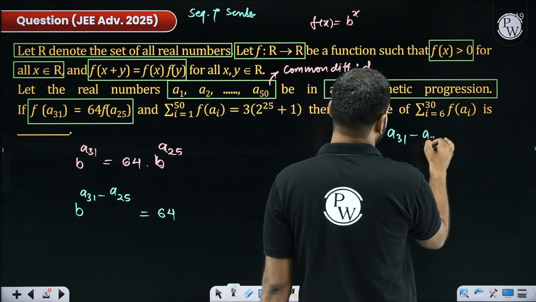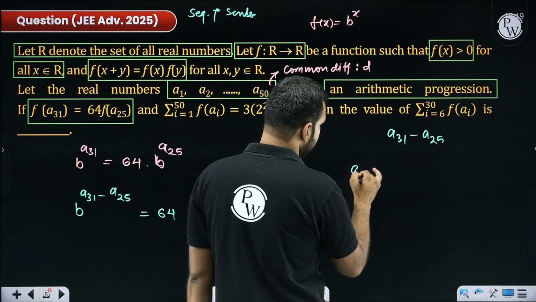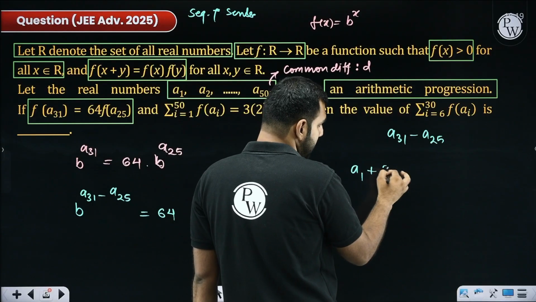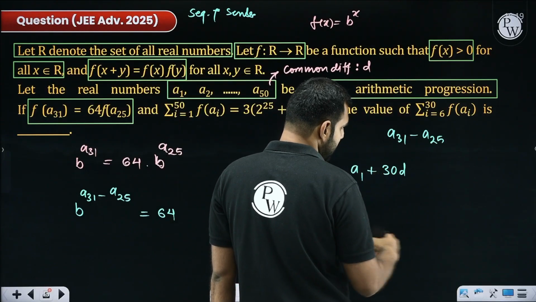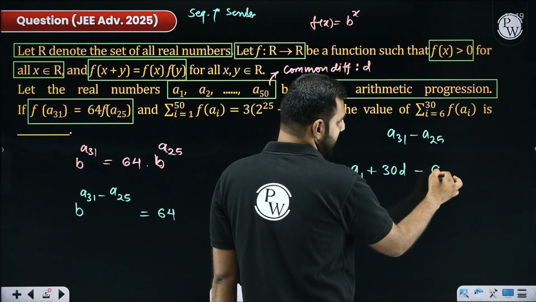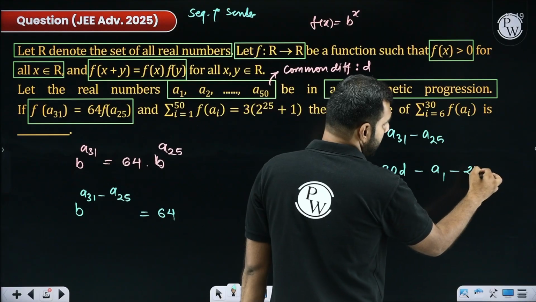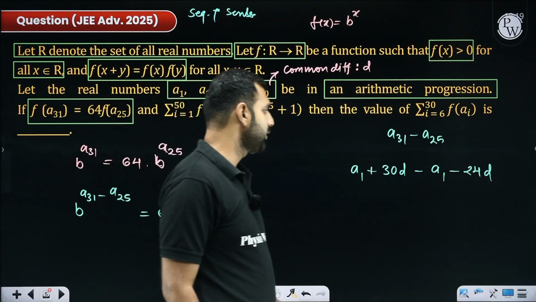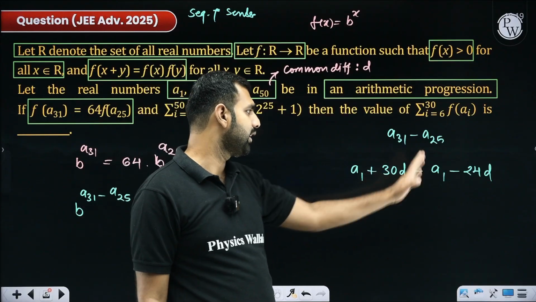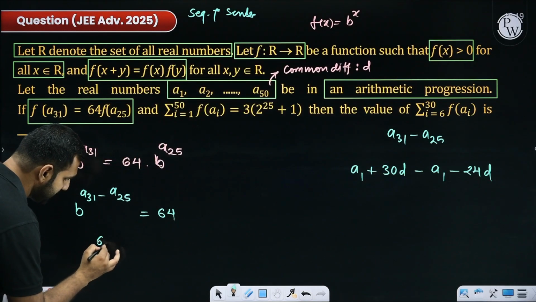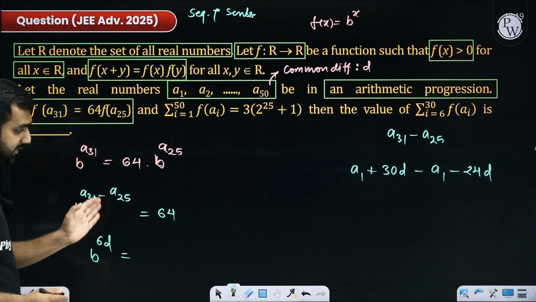a31 and a25, right? So a31 will be first term a1 plus n minus 1, 31 minus 1 is 30, d, common difference I'm taking as d, minus a25, that is first term a1 plus, but because of this minus it is minus 25 minus 1, that is 24d. I hope you are noticing a1 are cancelled, 30d, 24d, that leaves you with a 6d. So this is b to the power 6d, which is 64.